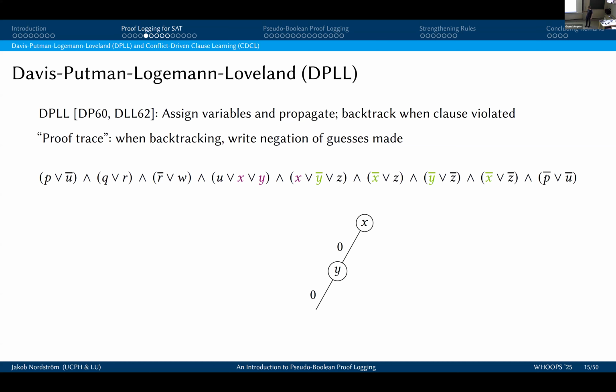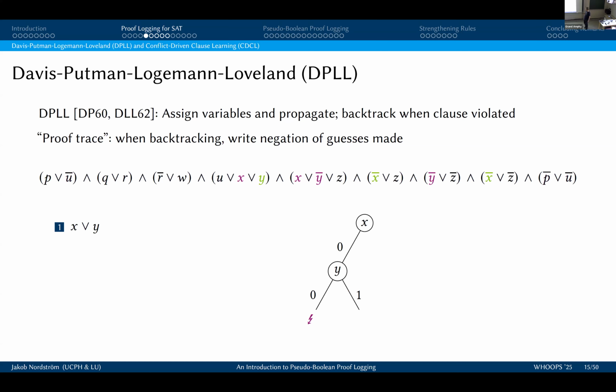Now you see that if X and Y are false, then U has to propagate to true. If U propagates to true, then P has to propagate to true. But then this clause is violated. So we have a contradiction. It can't be that X and Y are both false. Let's write this down.